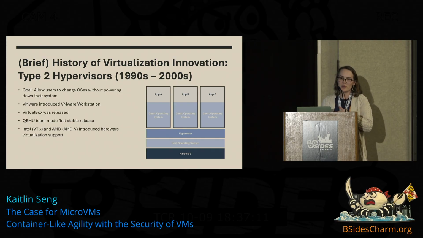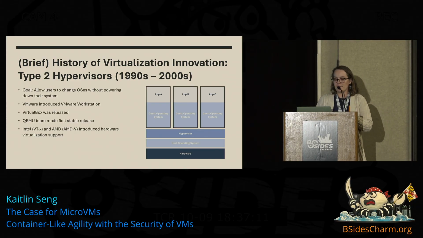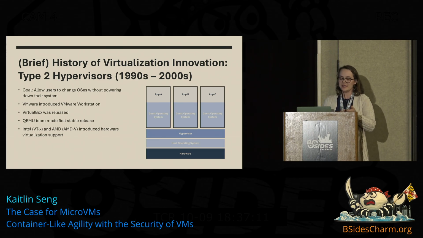Shortly after, VirtualBox was released, which was an open source solution. The QEMU team made the first stable release. In addition, we also saw Intel and AMD integrating hardware virtualization support to make virtualization faster on your desktop.